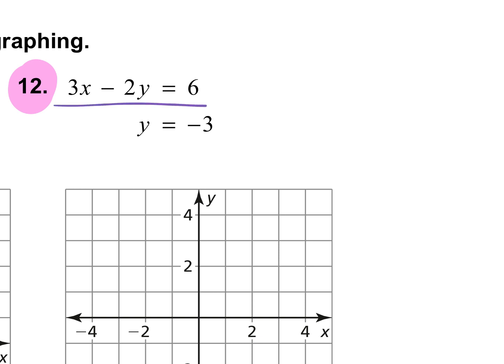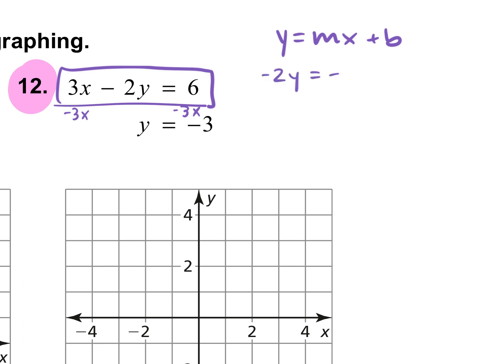So how do I graph my first equation here? Plug in the -3 for y. Just this equation. So we're just looking at one. To graph, you just graph one equation at a time. How would I graph this? Subtract 3x on both sides. Perfect. We want to put it in y equals mx plus b form to graph. So I'm going to subtract 3x on both sides to move that 3x to the other side. So I have -2y is equal to -3x plus 6.